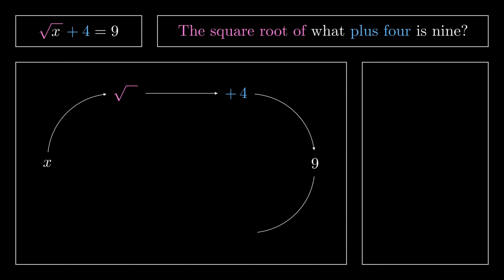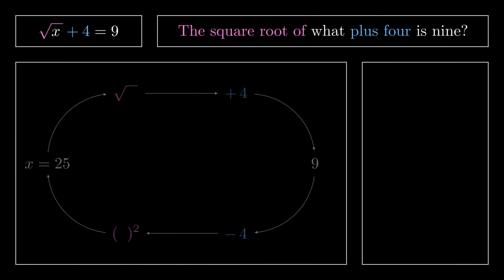The inverse of plus 4 is minus 4, and the inverse of the square root is the square, or the second power. So there's your 2 right there, and that will get us the answer. So 9 minus 4 is 5, and then 5 squared, that means 5 times 5, which is 25.